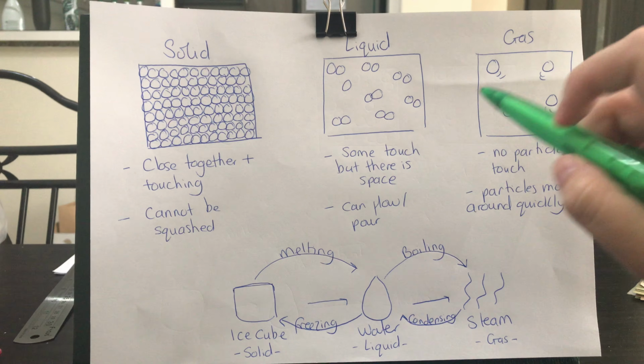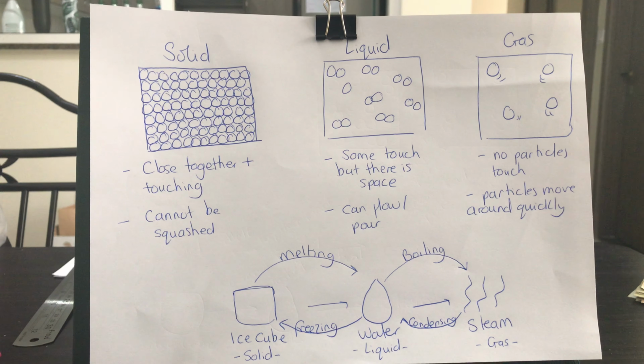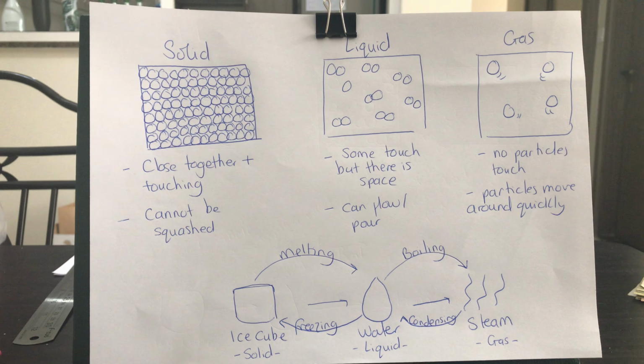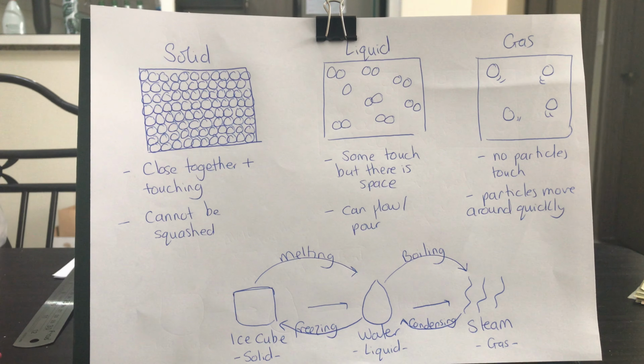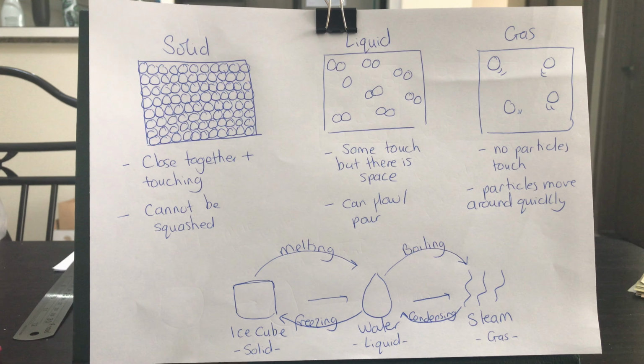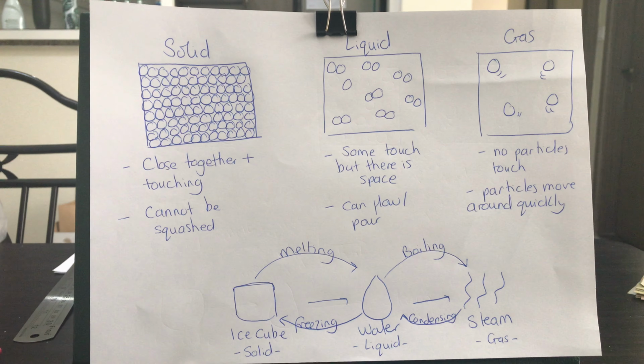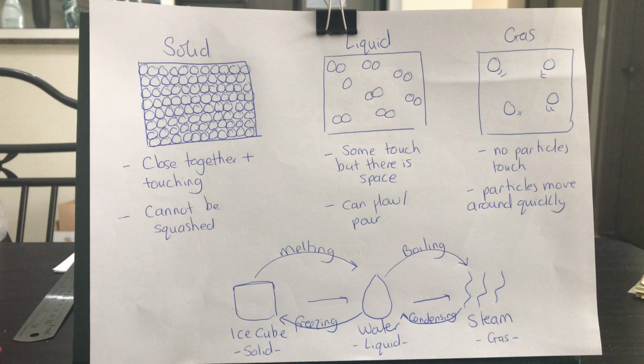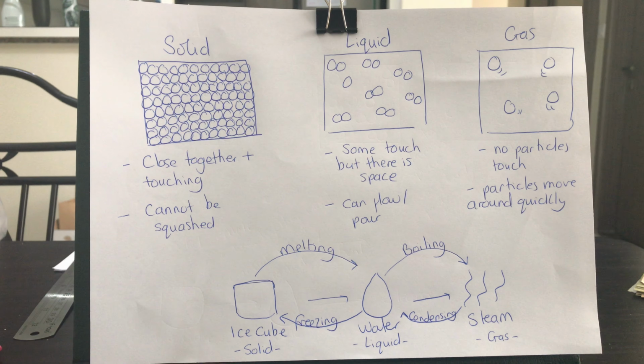Okay, so here I've drawn lots of little circles. These circles are particles. A particle is just like a building block, like a Lego brick. Particles come together and make up absolutely everything around you. So the table you're sitting on, the pen you've got in your hand, it's all made of particles. Like the little building blocks.